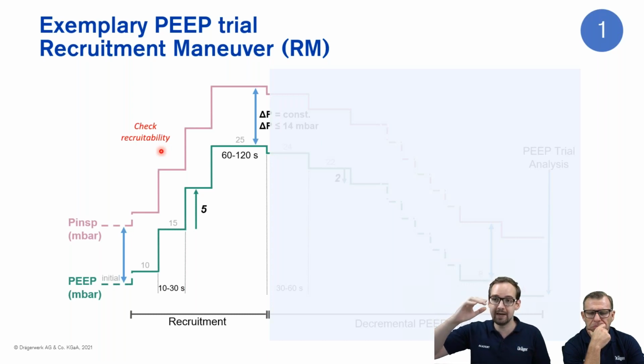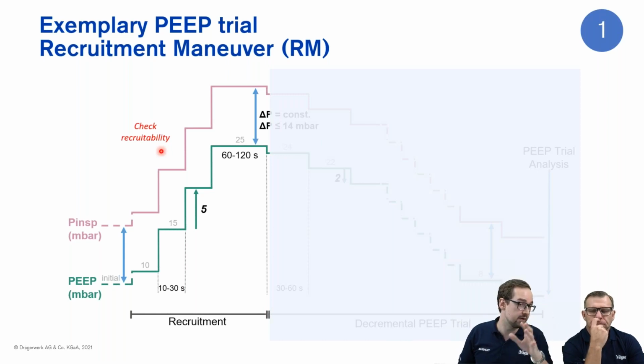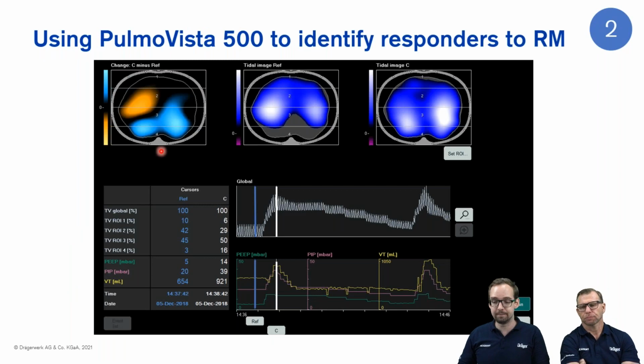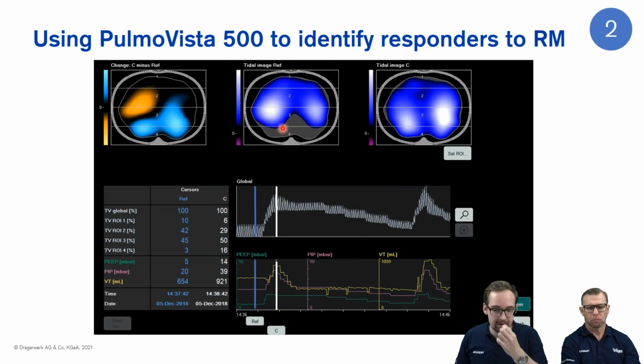We mentioned this over and over again, but it's very important to check recruitability before you increase airway pressures too high. Make sure that the patient is actually responding to the recruitment maneuver. We saw this on the patient monitor, and also in different mechanical parameters. But now let's look at an EIT picture. This is the POMOVista screen, which allows us to identify responders to a recruitment maneuver.